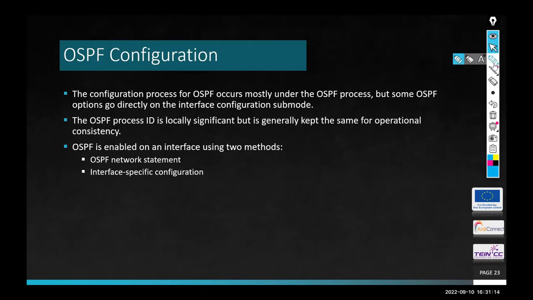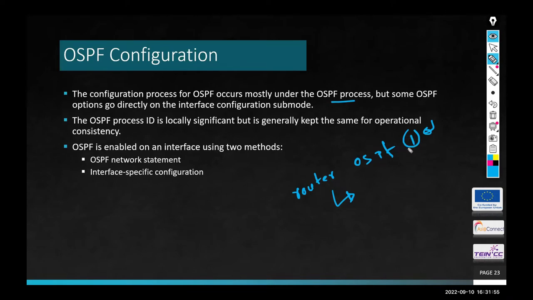First, we have to configure the OSPF process and the area ID. The main thing to configure OSPF is mostly under the OSPF process, but you have to enable the interface in sub mode, like router OSPF 1, where 1 is the process ID, and you have to enable the interface under this sub mode. So the OSPF process ID is locally significant.